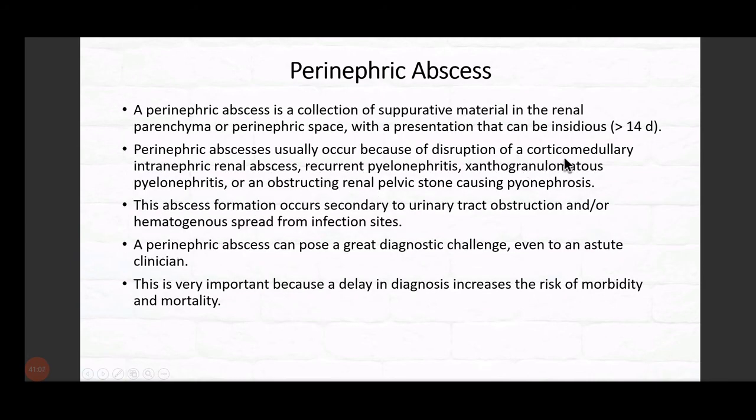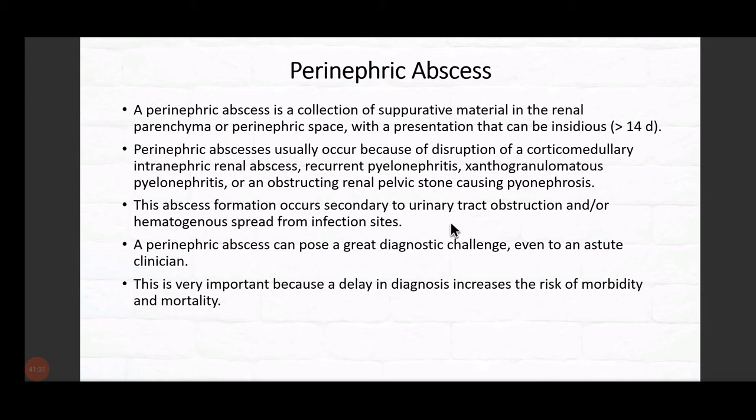So peri-nephric abscess happens because of a renal abscess which has ruptured. This abscess can be secondary to urinary tract obstruction, because it is inadequately drained, or it can be a hematogenous effect also. So there is a delay, 14 days I said, insidious onset. So it is a diagnostic challenge even for an astute clinician.